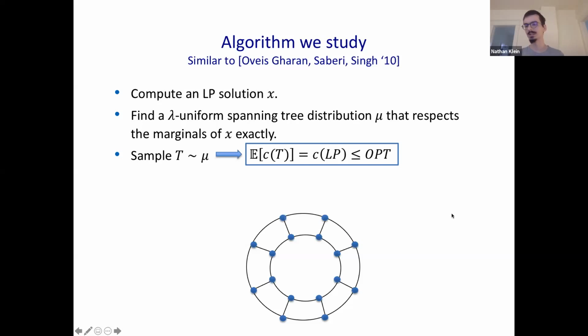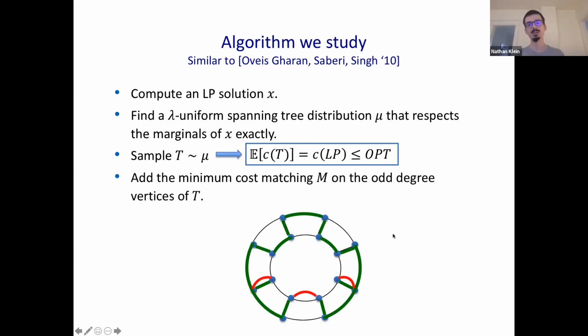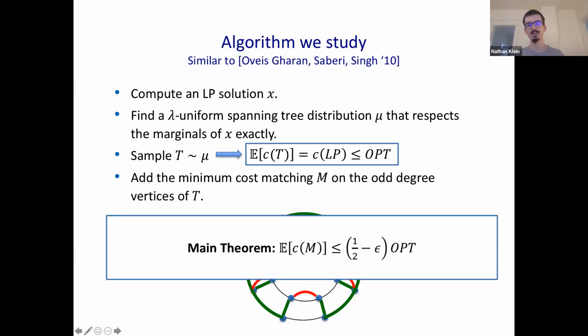And finally, as in Christofides' algorithm, we just add the minimum cost matching M on the odd degree vertices of the tree. So our goal now is to use properties of our tree to show that the cost of the matching is less than half of opt in expectation. And since the tree costs at most opt, this would show that this is a randomized 1.5 minus epsilon approximation for TSP.